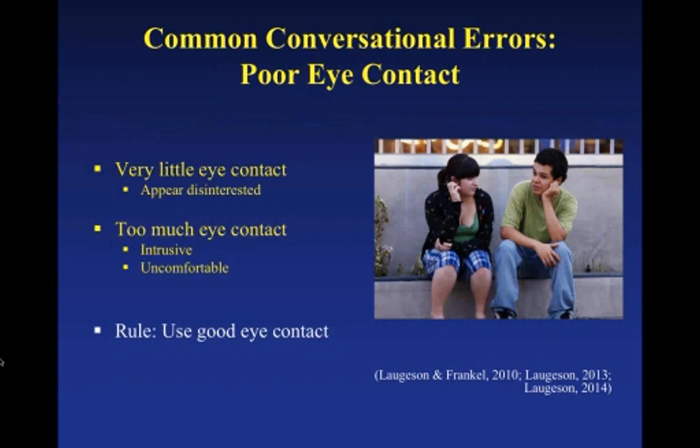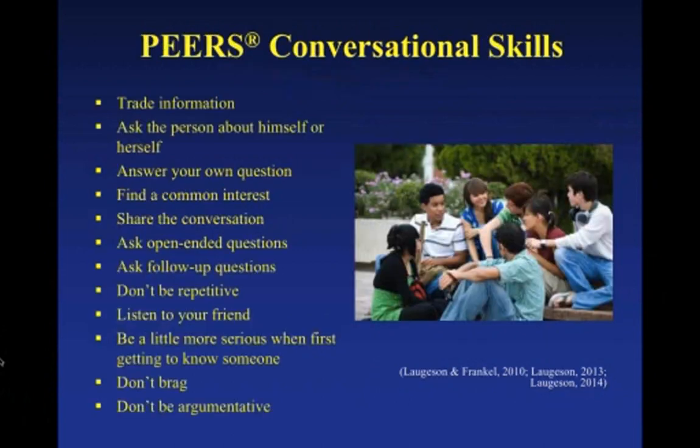All right, so now that we've talked about a lot of the errors that we often find with our population, we're going to move on to talk about what are the appropriate conversation skills that we want our teens to practice. So as you can see here, we've broken them down by steps, as I mentioned, and these are all the do's and don'ts that we create our rules around, okay?